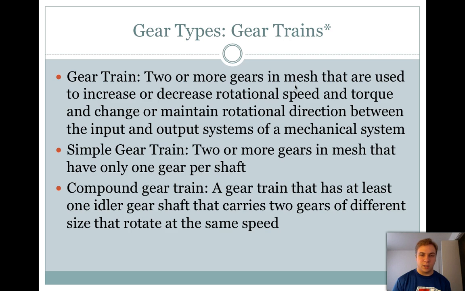A simple gear train is two or more gears in mesh that have only one gear per shaft. A compound gear train is a gear train that has at least one idler gear shaft that carries two gears of different size that rotate at the same speed. This ends part 1.